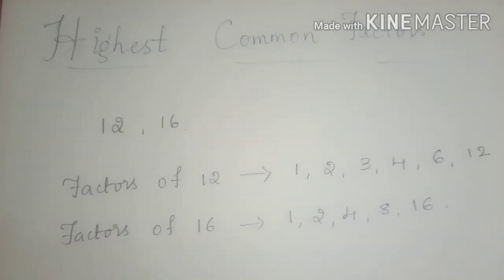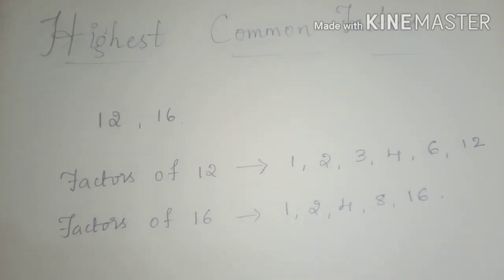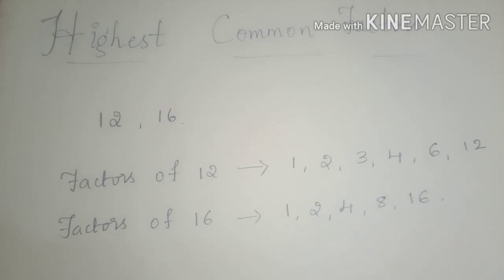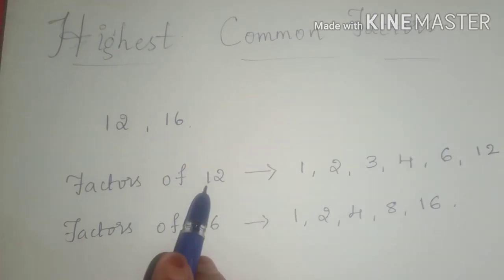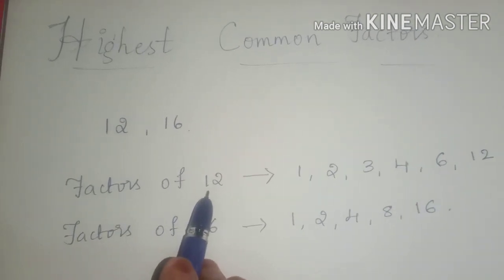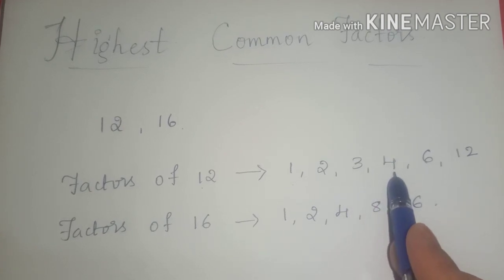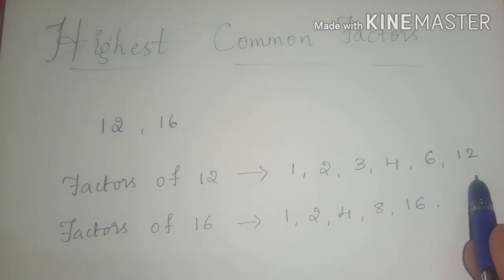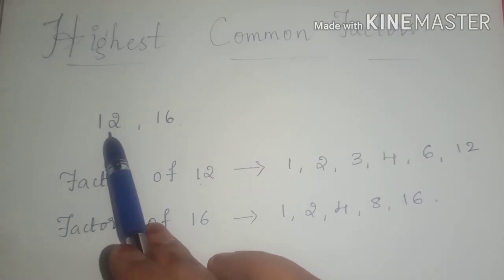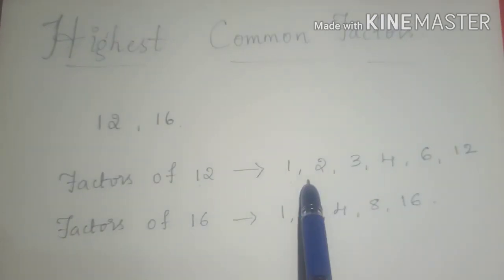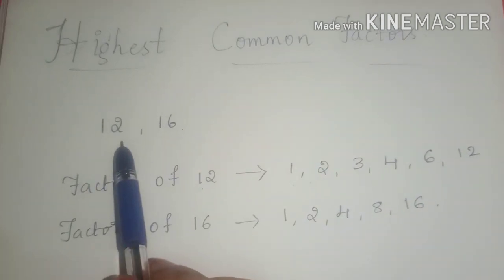If they ask us to find the highest common factor of 12 and 16, this is how you should find it. First, take down the factors of 12. The factors of 12 are 1, 2, 3, 4, 6 and 12. You know how to find the factors. 12 should be divisible by these numbers, so those are the factors of 12.